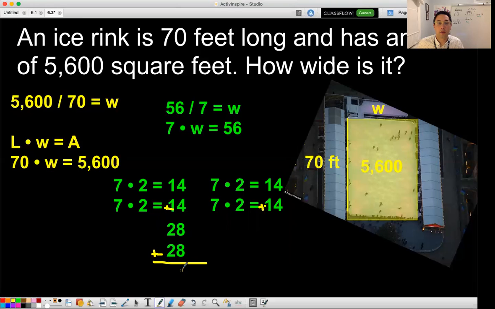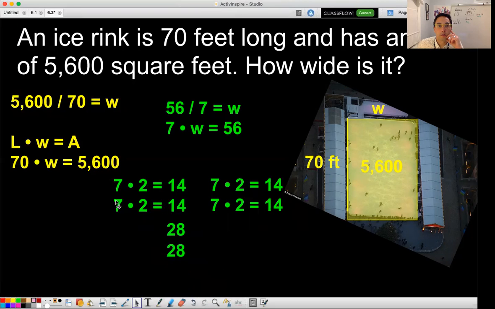28 plus 28. I can think of this like 16. 8 plus 8 is 16. 20 and 20 is 40. Oops, that's supposed to be 4. 40 plus 16 would equal 56. So how many 7s did I have? I had 2, 4, 6, 8 of them. So I have 8 7s to get 56. So that was my key to unlock this problem.